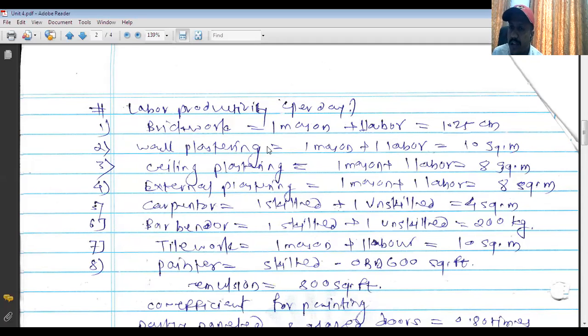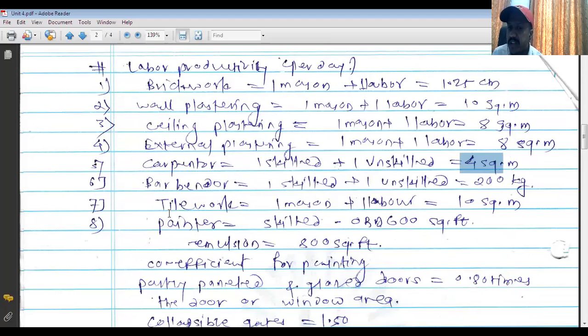Actually the target will be different. These digits are going to change because our area is different. For ceiling plastering, one mason and one labor will perform work of around 8 square meters. Then carpenter, one skilled labor and one unskilled labor, will cover an area of 4 square meters per day. At least these are the minimum digits. Tile work, one mason and one labor, their capacity is 10 square meters in a single day. It is actually much more than this.